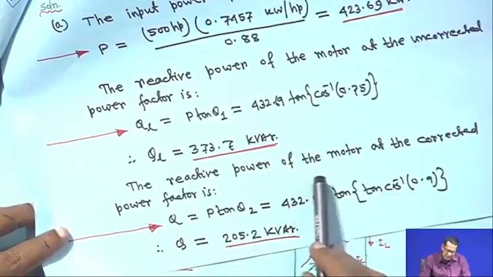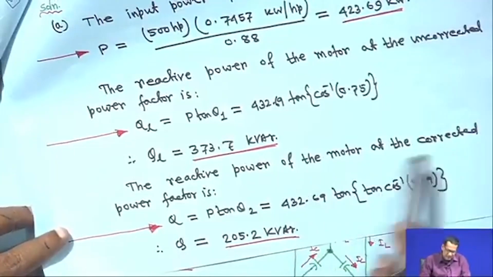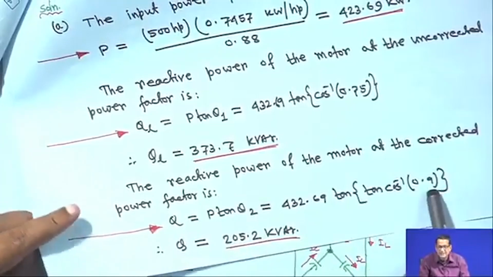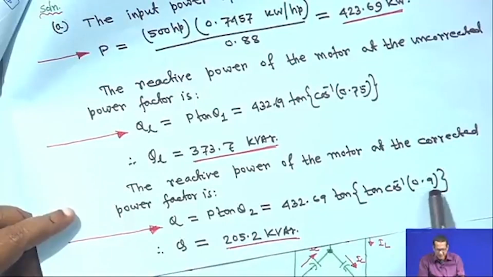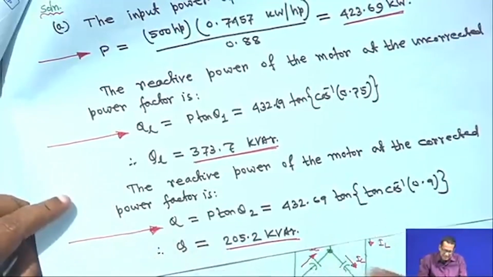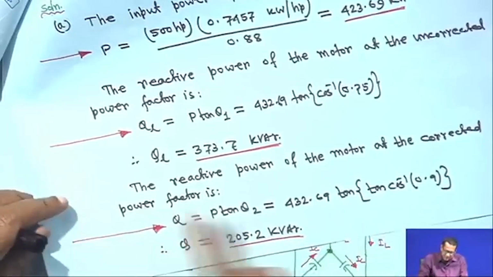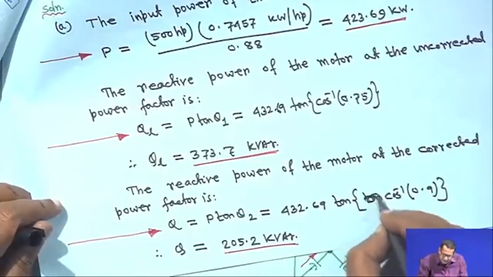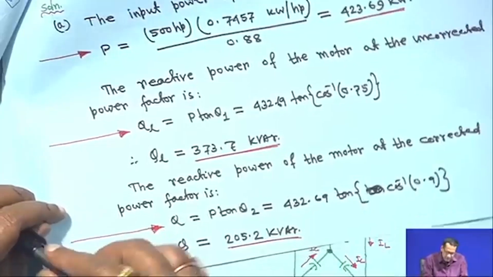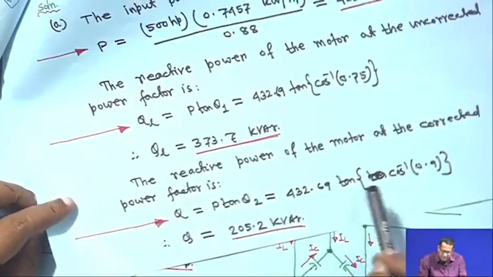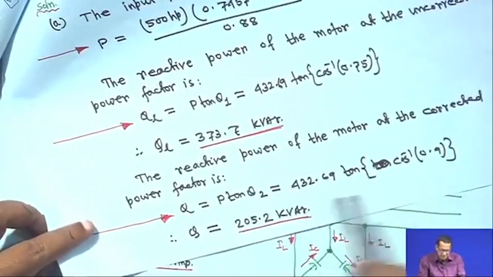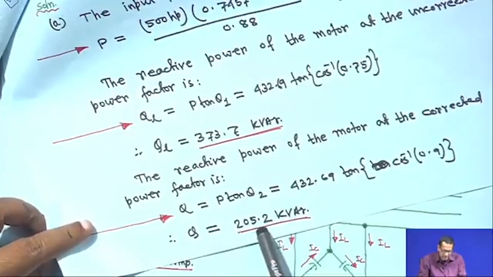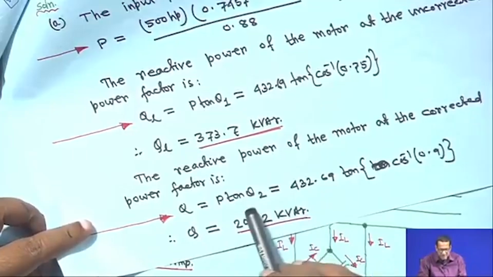Now, the reactive power of the motor at the corrected power factor. The corrected power factor is 0.9, so cos theta 2 is 0.9, therefore theta 2 is equal to cos inverse 0.9. So, it is 432.69 times tan of cos inverse 0.9, whatever angle it comes. So, Q will become 205.2 kilowatt, this is your second case.